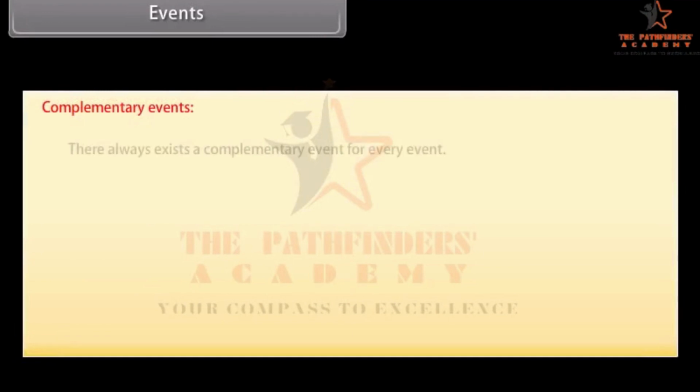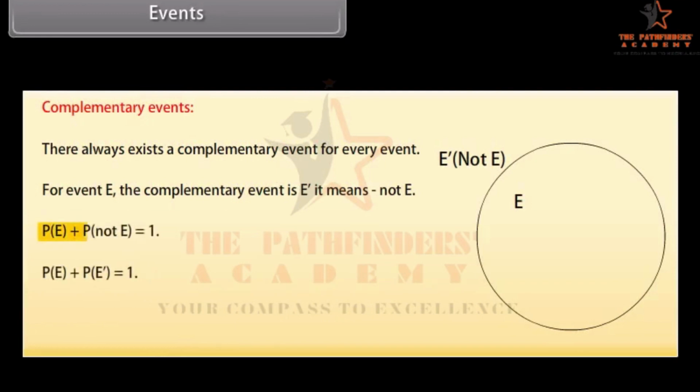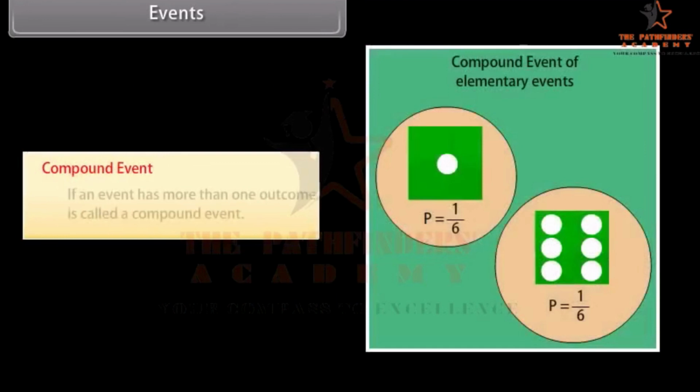Complementary events. There always exists a complementary event for every event. For event E, the complementary event is E dash, it means not E. Probability of event E plus probability of event not E equals 1. Probability of event not E is equal to 1 minus probability of event E. Compound event. An event that has more than one outcome is called a compound event.